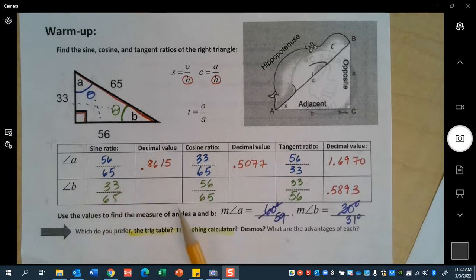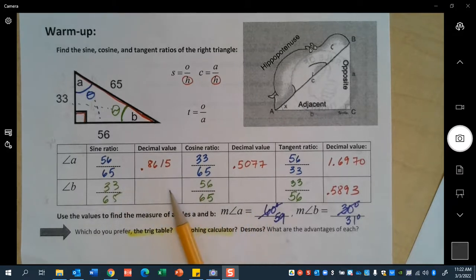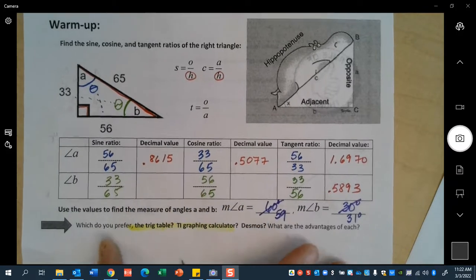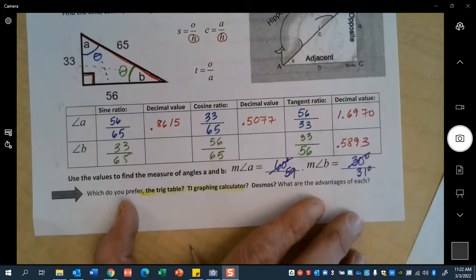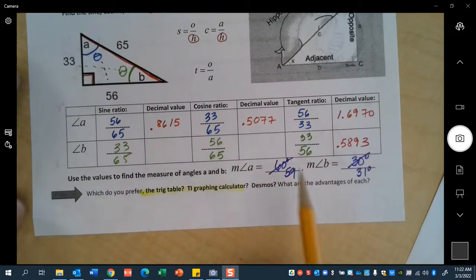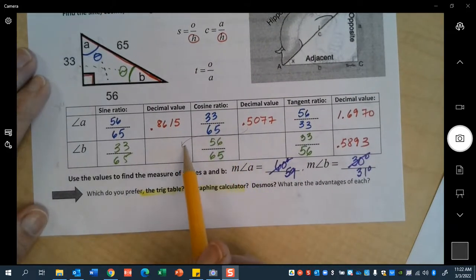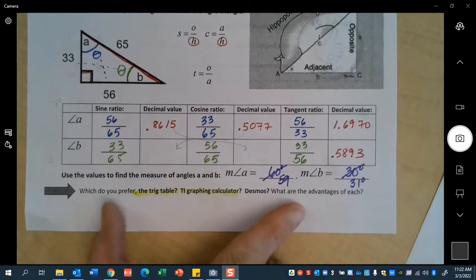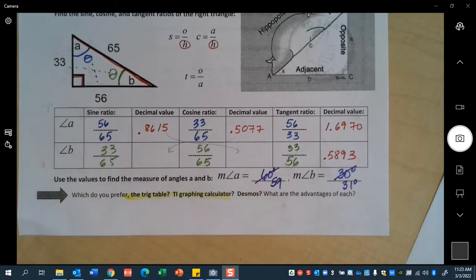Why did I not bother to fill these in? What do you think? What do you think, James? Because it's the pattern, it's the same thing as the answers. Yeah, it's just flip-flopped, right? It's just switched. And that's the really cool conversation that we want you to see between angles A and B.